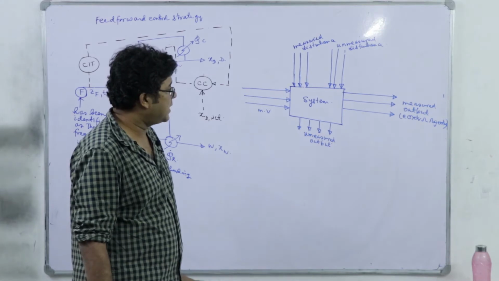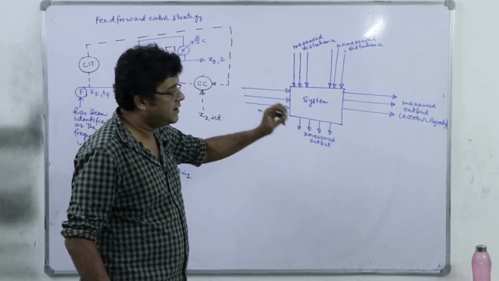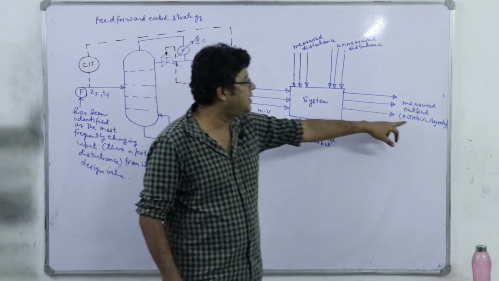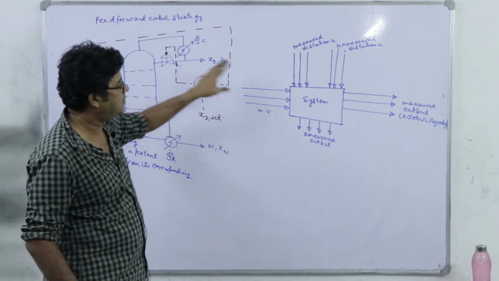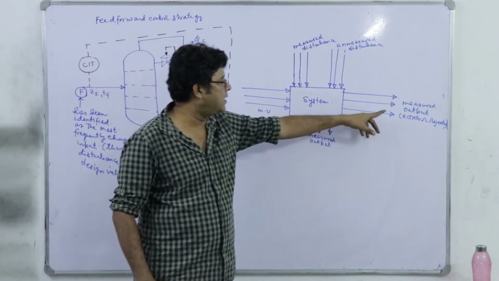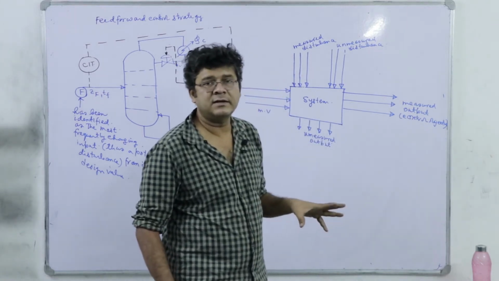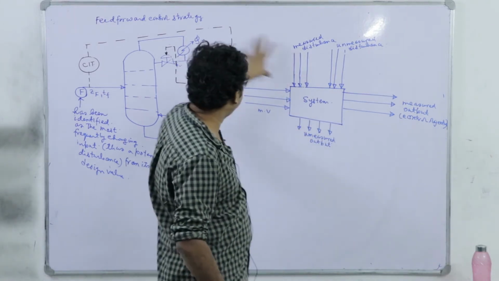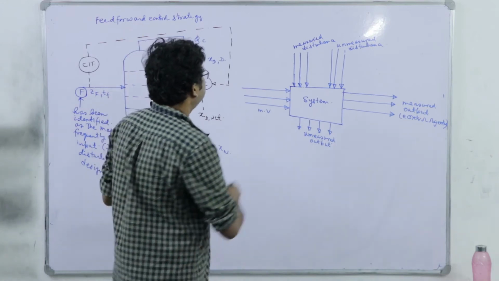But the point to be noted is that when I am implementing the feed forward control strategy, we actually do not measure the control objective. Here I am not measuring XD, right? So don't get confused about why I am writing the measured output and the control objective here. It's independent of this loop strategy, the feed forward control strategy.